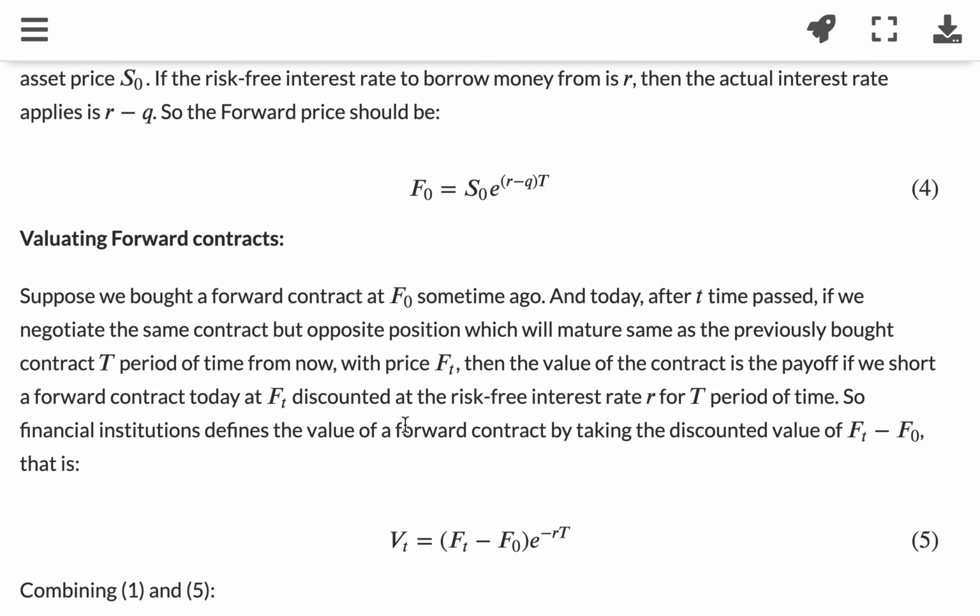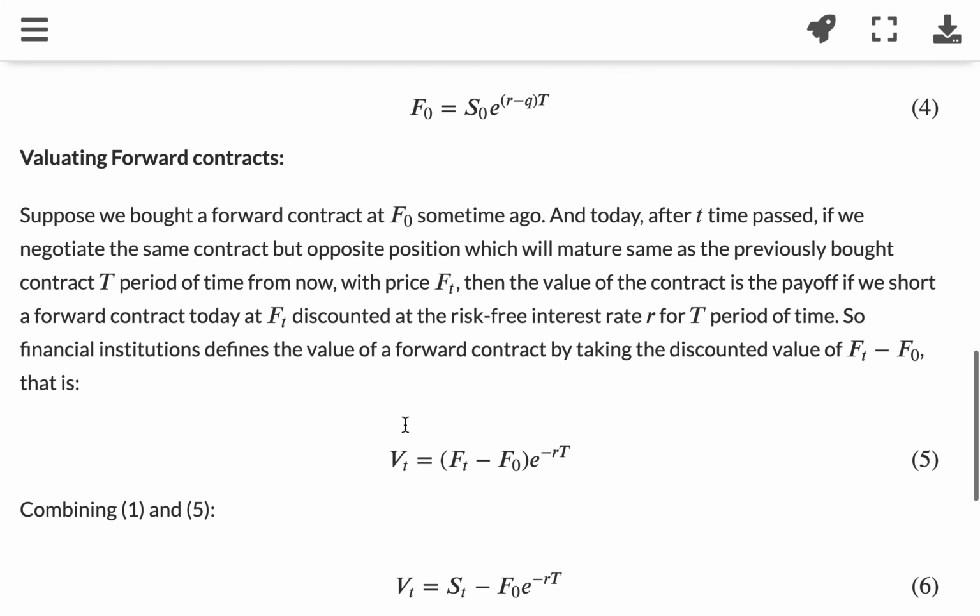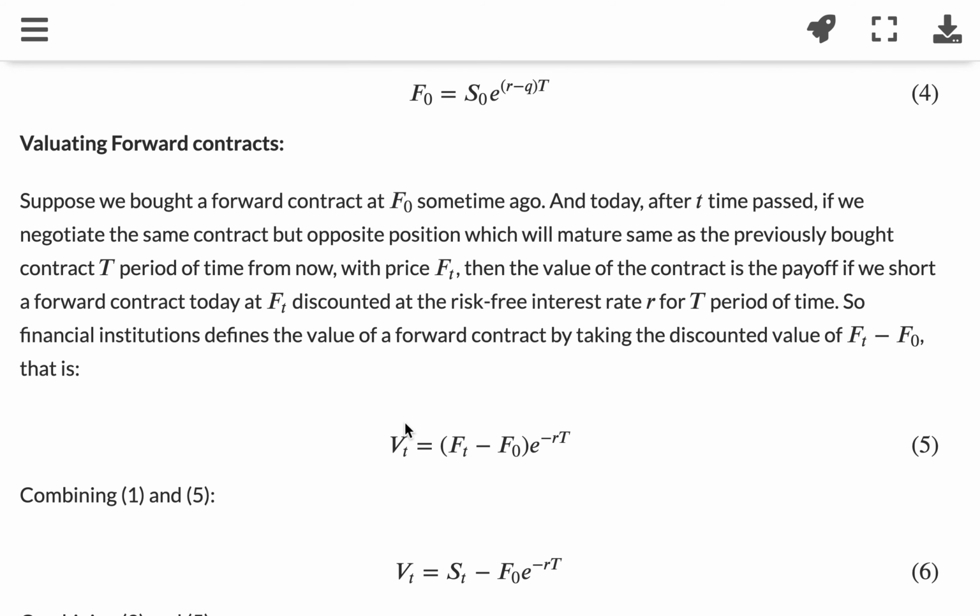And when a financial institution has bought a negotiated contract, they want to watch the value of the forward contract. How much is it worth after time t, sometime before the maturity? What's the value of this contract? So let's see how financial institutions evaluate forward contracts.